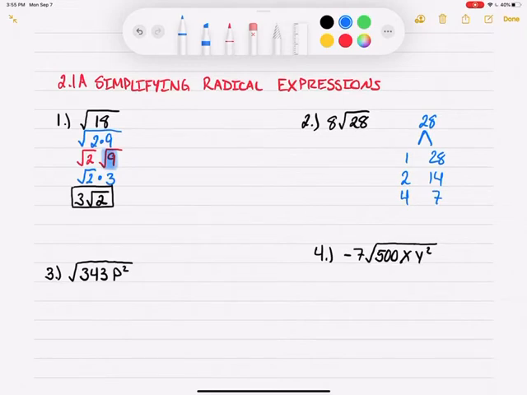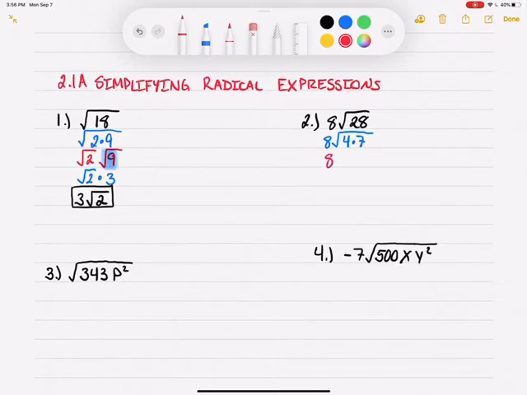So if I look at my choices, the only one that has something I could take the square root of is this last one, 4 and 7. So what I'm going to do is break this apart and say that this becomes 8 times the square root of 4 times 7, because 4 times 7 is 28. Okay, we're just going to get rid of this over here. All right, now that I'm here, I'm going to do the same thing I did in example 1. I'm going to break this down even further.